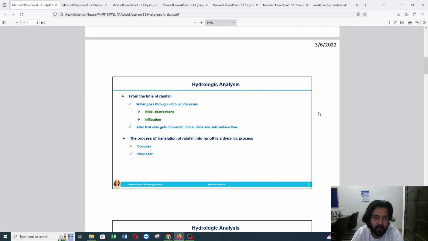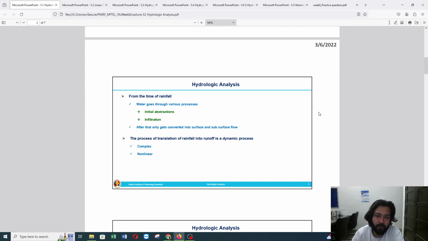Whenever rainfall is occurring, water has to go through various processes. The first process is initial abstraction, which is a loss, right? So there are losses in the form of two things: the first is initial abstraction and the second is infiltration. After these losses, whatever water is left is converted into subsurface flow and surface flow. After infiltration, whatever water is left goes to subsurface flow, and above the surface, whatever water is flowing is called surface flow, right?